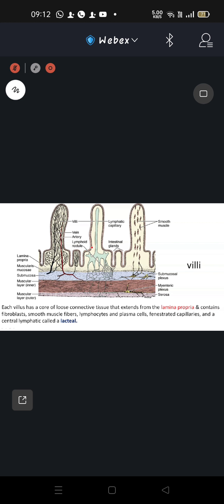So as shown here, it is the folded portion of the lining epithelium, having the core of loose connective tissue, along with the muscle fibers from the muscularis mucosae, and the connective tissue. Along with that, it has vascularity, and the characteristic is this lymphatic capillary in the core, the lacteal, which is very important for the absorption of fat.